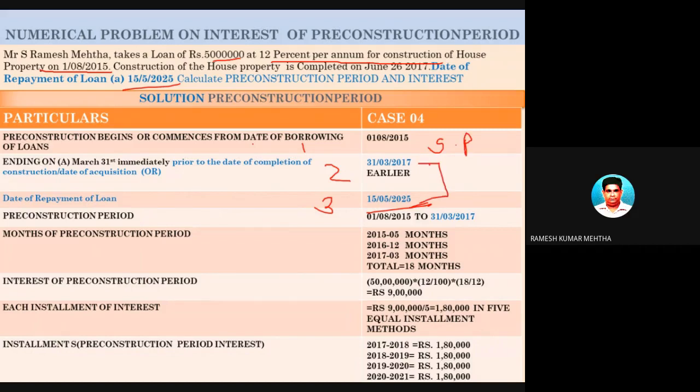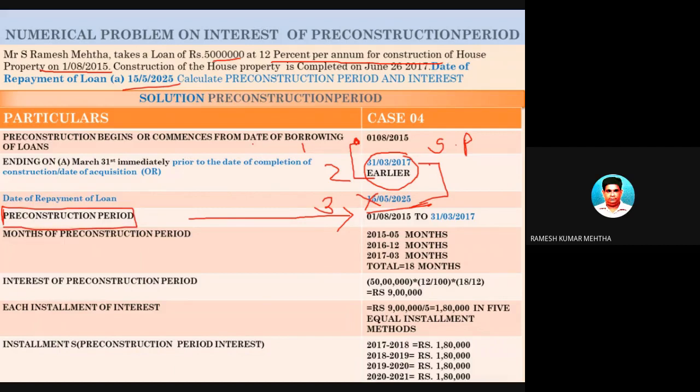So in this case, among 2 and 3, the earliest is 31st March 2017. 31st March 2017 is the earliest one. So this has to be ignored subsequently, and this has to be kept, and the starting point starts from here and ends on 31st March 2017. So the pre-construction period starts on 1st August 2015 and ends on 31st March 2017. This is called the pre-construction period.